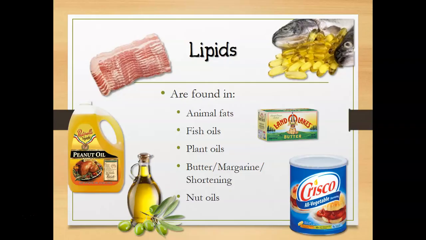Lipids are another category, and lipids are found in all sorts of things that we consume on a regular basis. Animal fats, so the fat in bacon, for example. Fish oils, plant oils, so things like olive oil. Your butter and your shortening. Margarine, that's all lipids. Nut oils, like the peanut oil here. Those are just some examples of where we can get lipids in our diet.